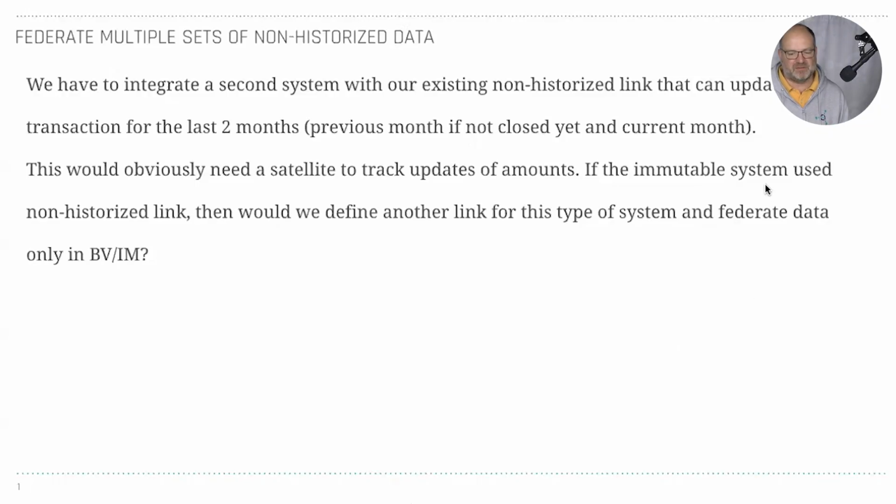This question is essentially an extension to the ones that we discussed already for the last 2 weeks, more or less. Let me just read this and then I'll explain my understanding of the question. We have to integrate a second system with our existing non-historized link that can update the transaction for the last 2 months, previous months if not closed yet, and the current month. This would obviously need a satellite to track updates of amounts. If the immutable system used a non-historized link, would we define another link for this type of system and federate data only in business vault information mode?